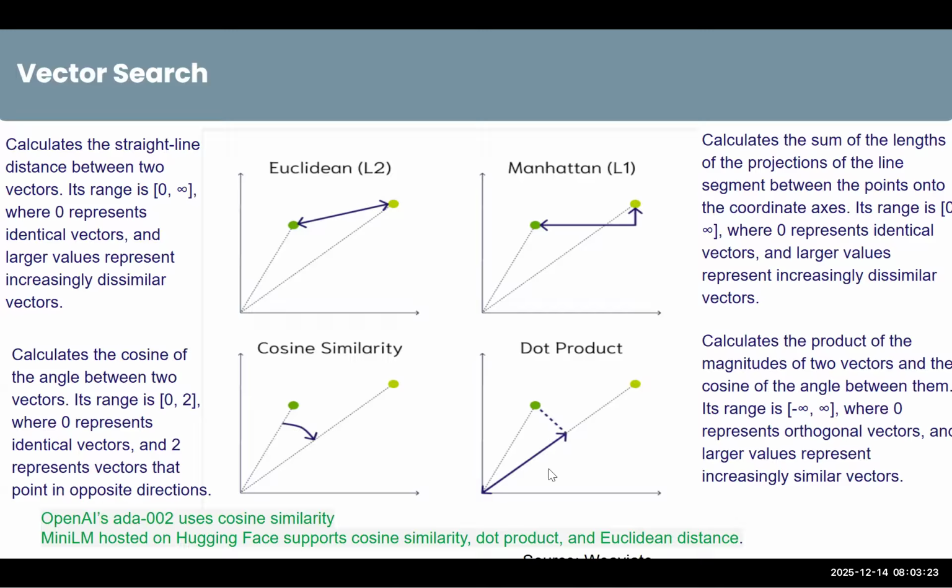Now it is basically a difference in how each model or vector database supports doing the search internally based on the embeddings.